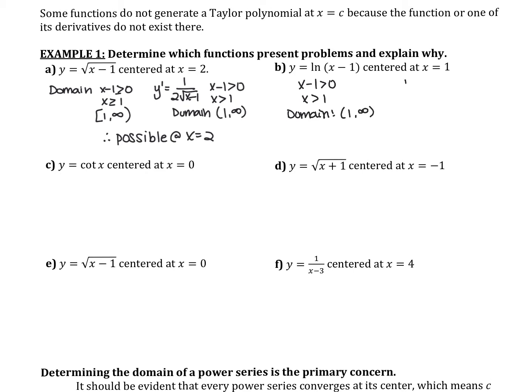And if I take my derivative of this, we know the derivative is 1 over x minus 1. And the only issue with domain here is that the denominator can't be 0. So it can be anything else. Actually, a better domain here is that x can't be 1. But the problem is it's centered at x equals 1. And while 1 doesn't even work over here, it doesn't work in the derivative, and therefore this function is not possible at x equals 1.